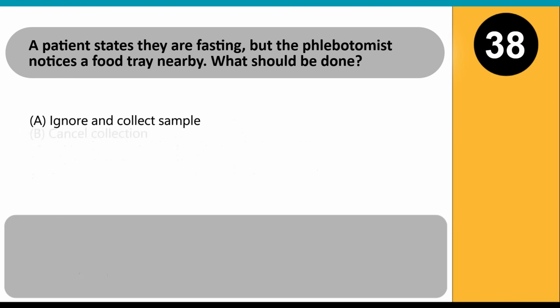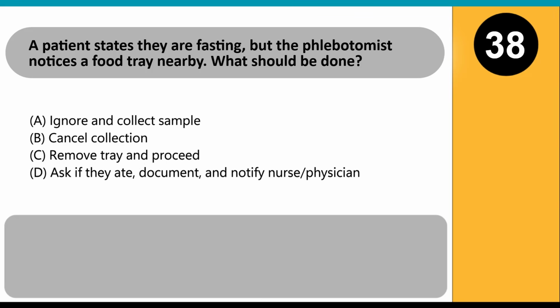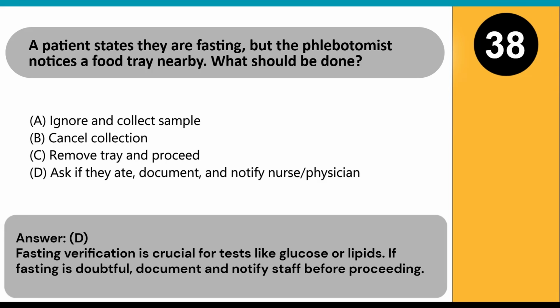A patient states they are fasting, but the phlebotomist notices a food tray nearby. What should be done? A. Ignore and collect sample. B. Cancel collection. C. Remove tray and proceed. D. Ask if they ate, document, and notify nurse/physician. Answer D. Fasting verification is crucial for tests like glucose or lipids. If fasting is doubtful, document and notify staff before proceeding.